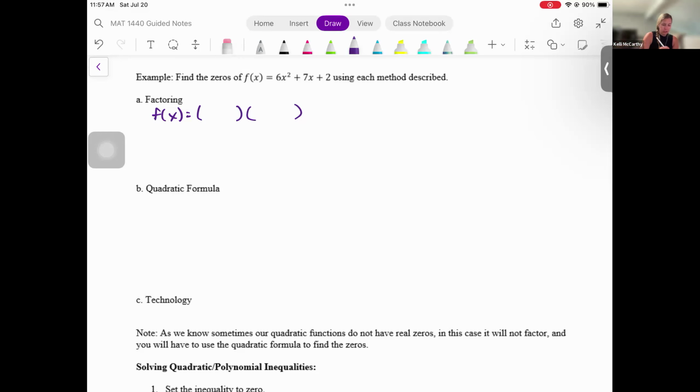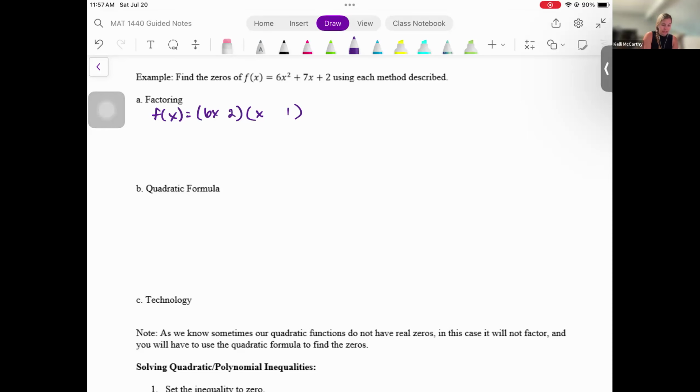So my first two terms in my binomials need to be factors of 6x squared. So let's just try 6x and x. Now, the last two terms in my binomials need to be factors of 2. So the only options are 2 and 1. So if I do 2 and 1, that's going to give me a 12x and a 1x, which is not going to give me 7x. So I know that that's not going to work. So maybe we just switch the 2 and the 1.